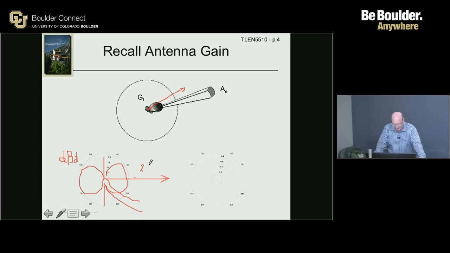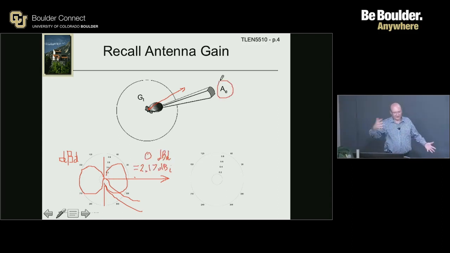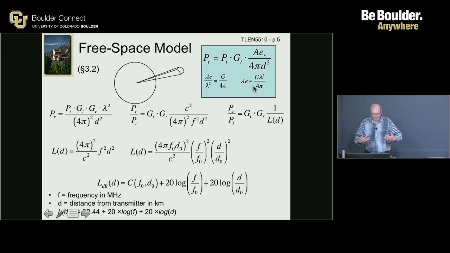The other aspect of importance on the receive side is the effective aperture area, or the effective area of an antenna. And that's the area that it effectively captures the signal. And that's related to the gain. We'll see how. It's not quite obvious. The free space model, you can see the derivation of that on that slide or in the class notes in section 3.2, is a fairly simple spherical growth of the wave argument.